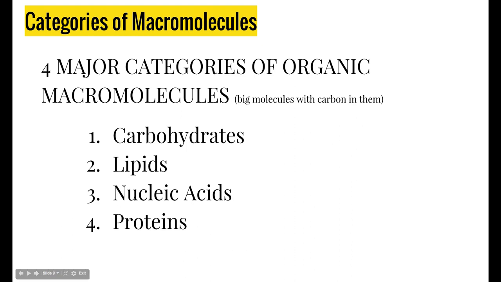So as I said, there are 4 major categories of organic macromolecules, big molecules with carbon in them. And here they are. These are the 4 that we're going to be studying in detail, the structure and function of these molecules. The first one we'll go over is carbohydrates, then lipids, nucleic acids, and proteins. We'll go through these one at a time and look at them in much greater detail. But this is sort of where we're heading in this unit.